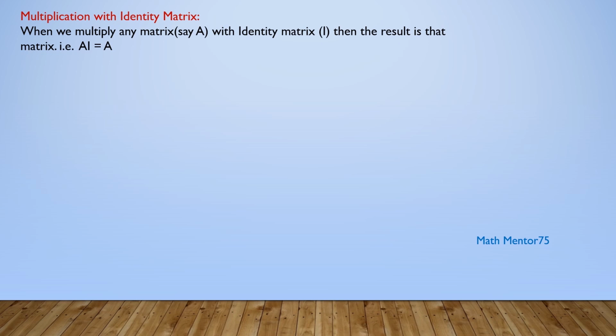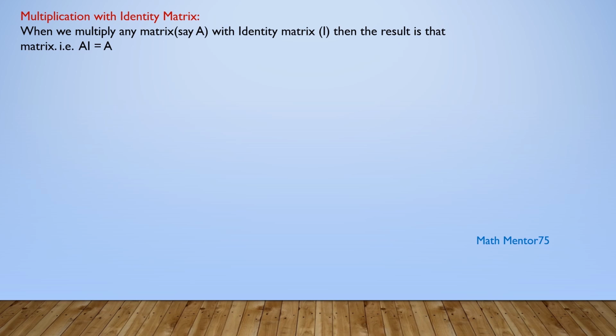Similarly, when we multiply any matrix, let's say matrix A, with the identity matrix, which is usually represented by I, then the result is that matrix. That is, if I multiply A with I, the answer is A. Obviously, you have to keep one thing in mind, that multiplication should be possible. That is, the condition is fulfilled, only then we will be able to do the multiplication. If the multiplication is possible, then that rule applies.